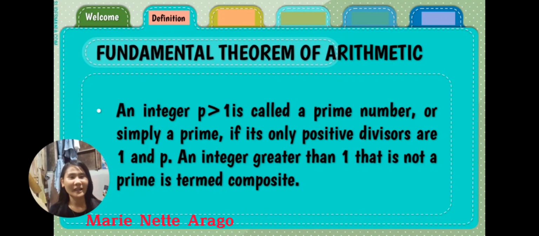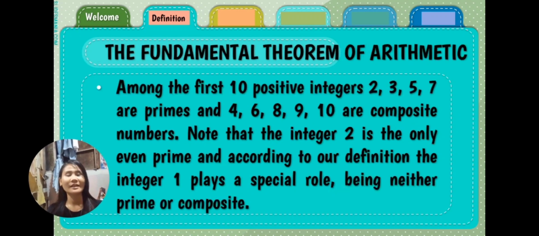Fundamental theorem of arithmetic. An integer p greater than 1 is called a prime number, or simply a prime, if its only positive divisors are 1 and p. An integer greater than 1 that is not a prime is termed composite. Among the first 10 positive integers, 2, 3, 5, and 7 are primes, and 4, 6, 8, 9, and 10 are composite numbers. Note that the integer 2 is the only even prime, and according to our definition, the integer 1 plays a special role, being neither prime nor composite.